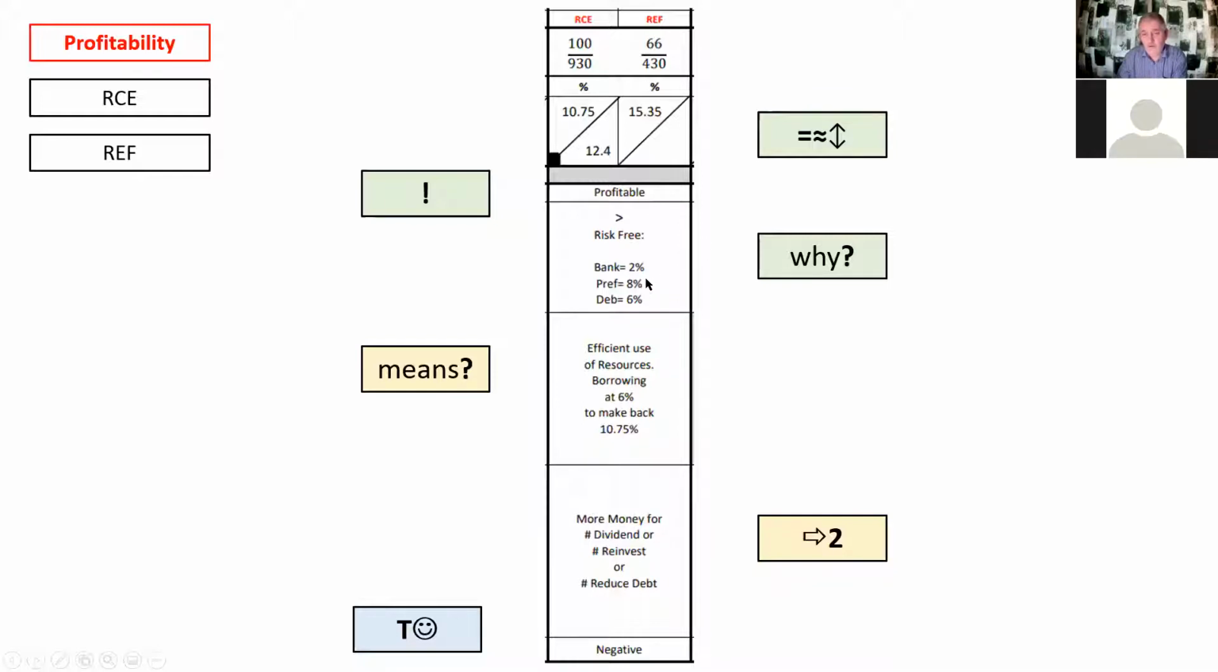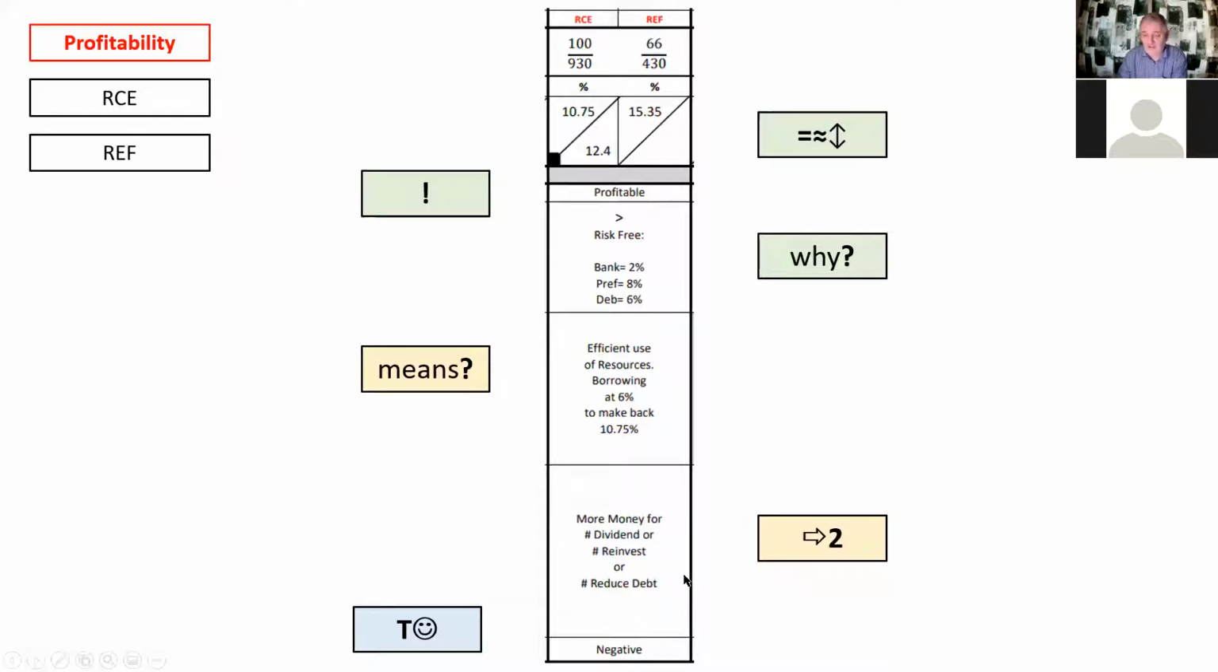But I would always include the preference and the debenture, particularly the debenture, because what does it mean? It means that we are borrowing at 6% to make 10.75%, and that makes sense. So that would indicate an efficient use of the resources by management, because they are borrowing from people at 6%, and they're using those 6% borrowings to make 10.75%. What does it mean? Well, look here, this is really clever. I like this, and it's not me that made it clever, it's the marking scheme.